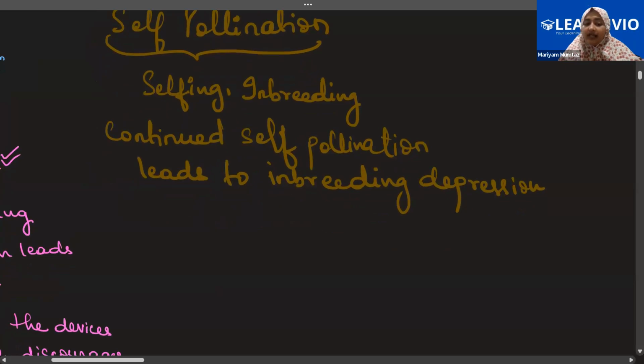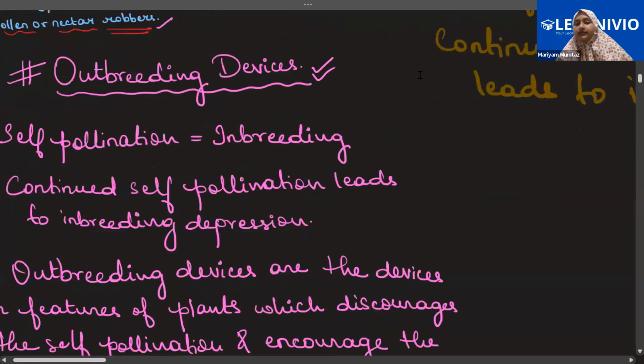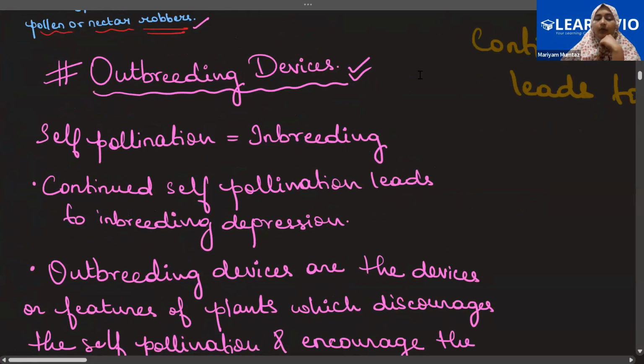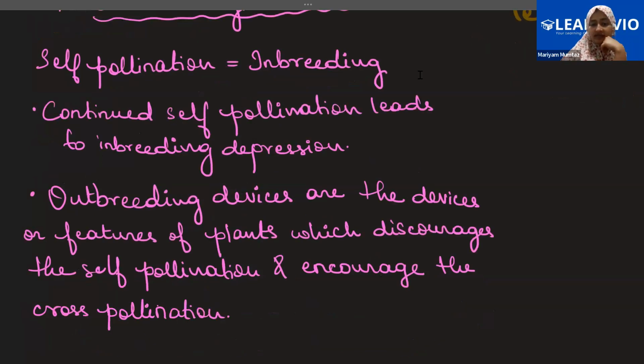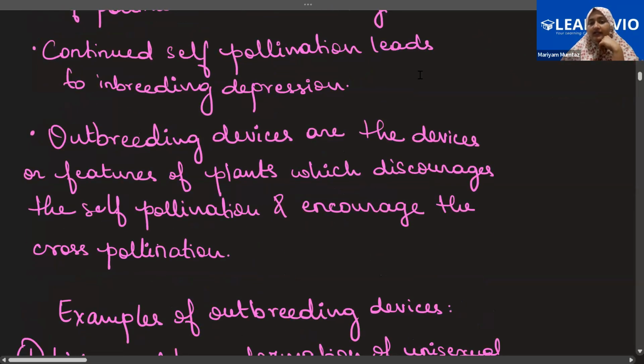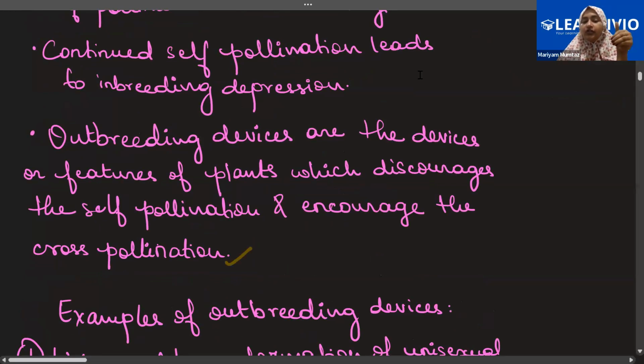Now, how do we protect the plant from the inbreeding depression? We protect it from the inbreeding depression by outbreeding devices. Now, what are outbreeding devices? Self-pollination is inbreeding. Continued self-pollination leads to inbreeding depression. Outbreeding devices are the devices or features of the plants which discourage the self-pollination and encourage the cross-pollination.